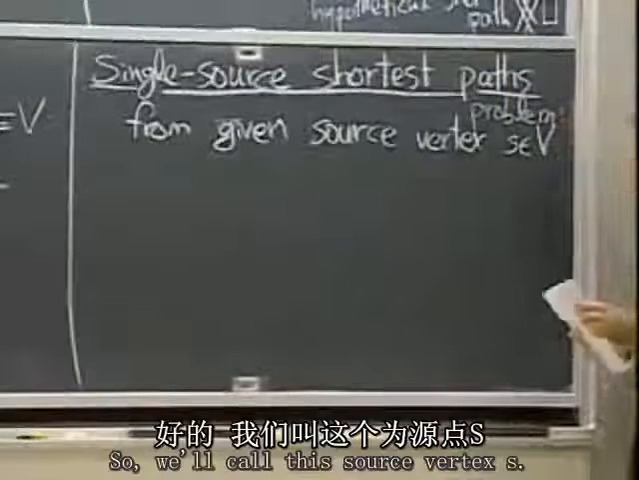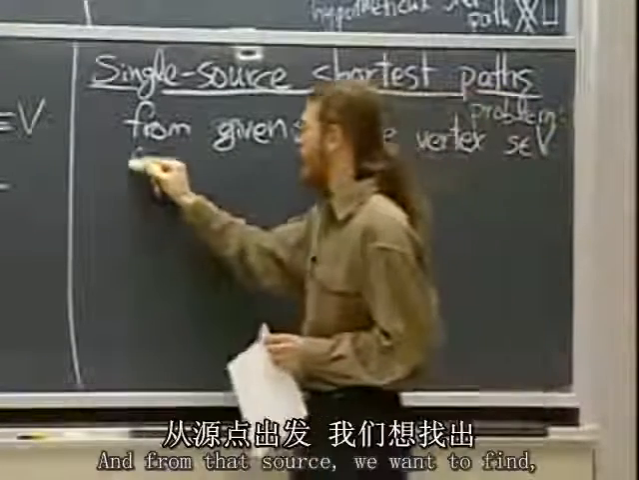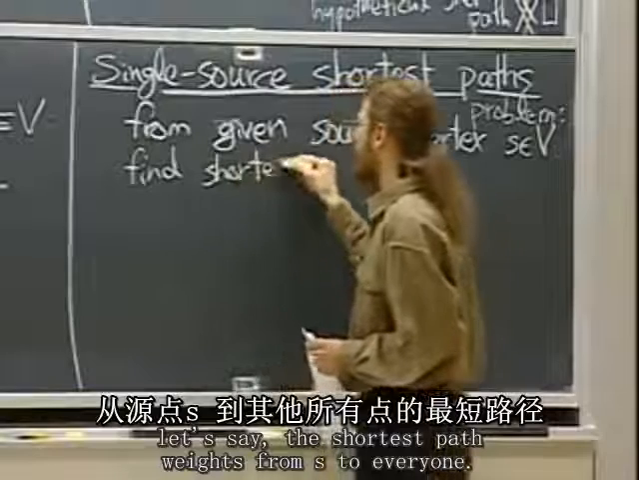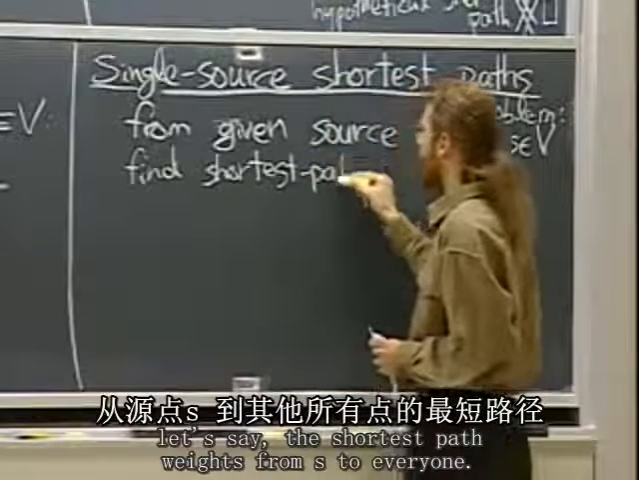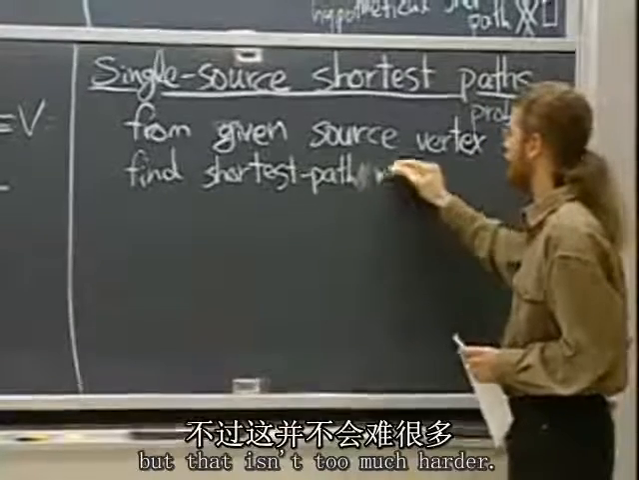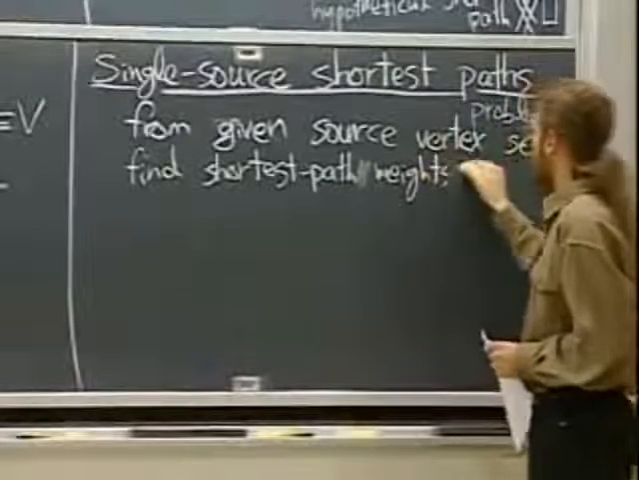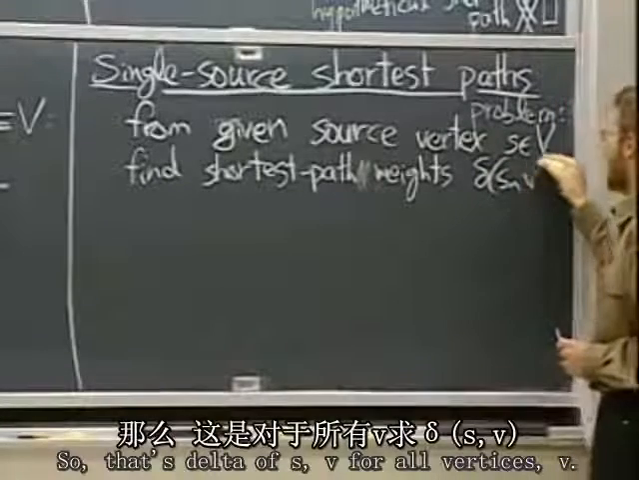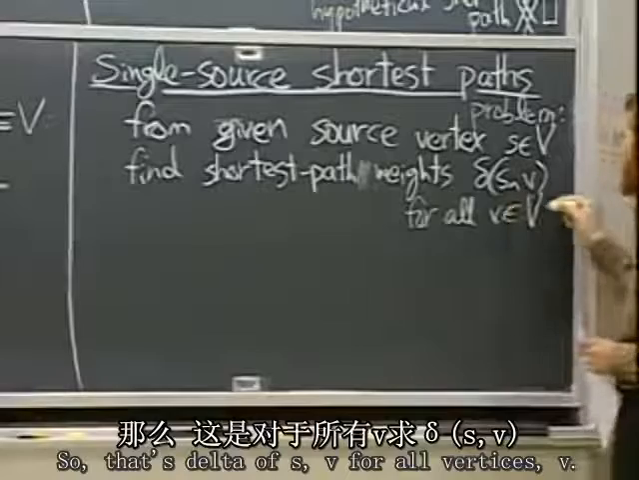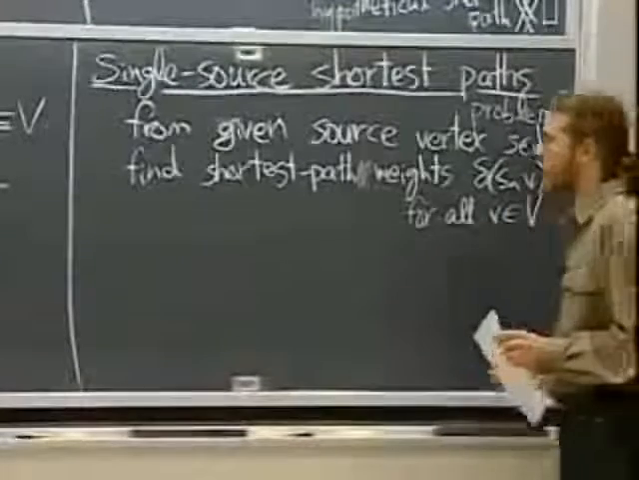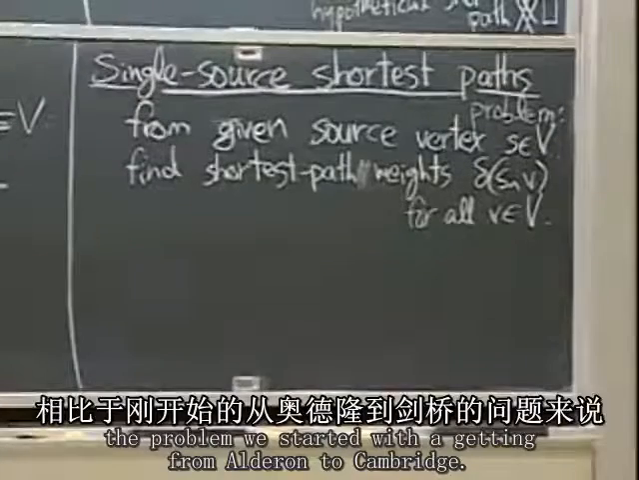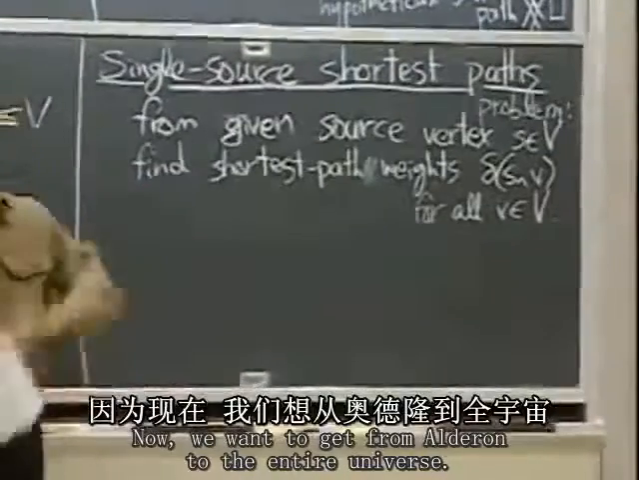So we'll call the source vertex S, and from that source we want to find, let's say, the shortest path weights from S to everyone. In particular, we'd also like to know the shortest paths, but that isn't too much harder. So that's delta of S comma V for all vertices V. Okay, so this is actually a little bit harder than the problem we started with of getting from Alderaan to Cambridge. Now we want to get from Alderaan to the entire universe.